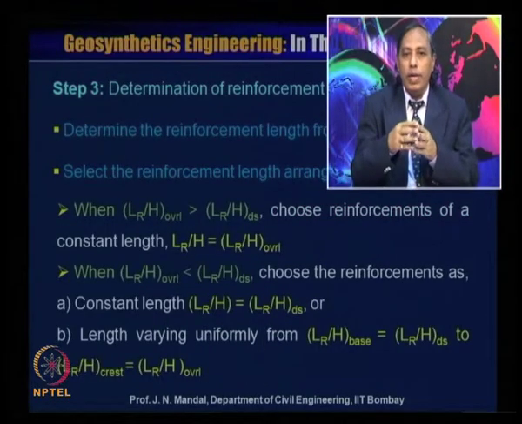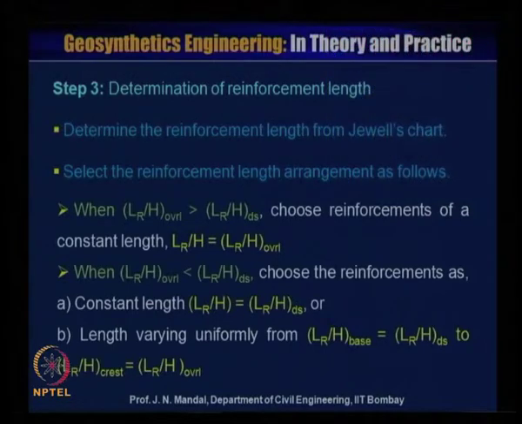Step 3, determination of reinforcement length. We require the reinforcement length. Determine the reinforcement length from the design chart. Select the reinforcement length arrangement as follows. When LR by H due to overturning is greater than LR by H due to direct sliding, then choose a reinforcement of constant length, that means LR by H is equal to LR by H overturning.